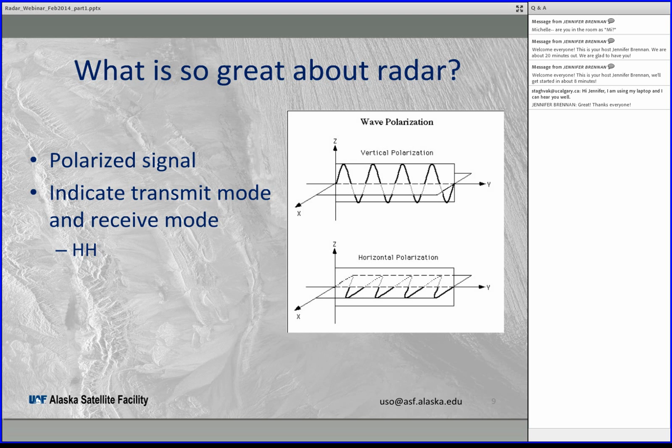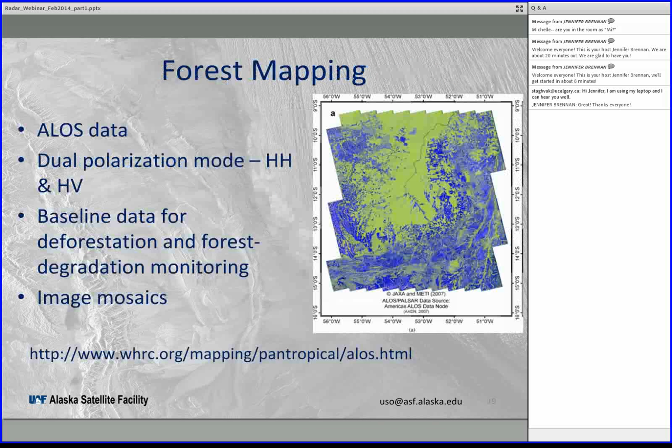Using data with different polarization capabilities is helpful for studying forests because the transmitted polarization is prone to scattering in forest areas, which randomizes the polarization of the reflected signal. An example of this is a project focused on pan-tropical mapping of forest cover. Part of the project is the production of a database of ALOS radar data to be used for forest cover mapping as baseline data for deforestation and forest degradation monitoring.